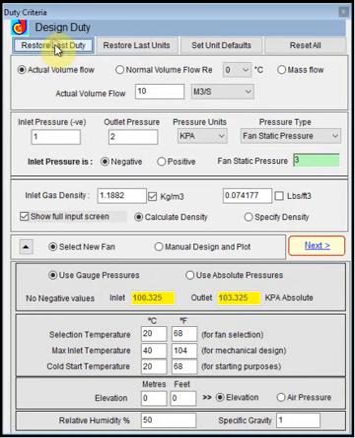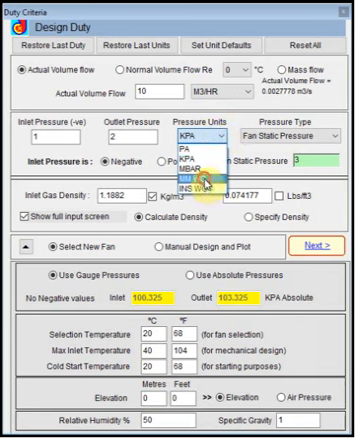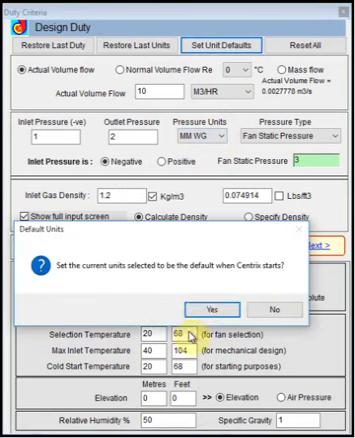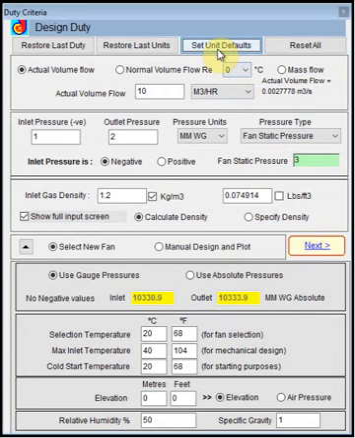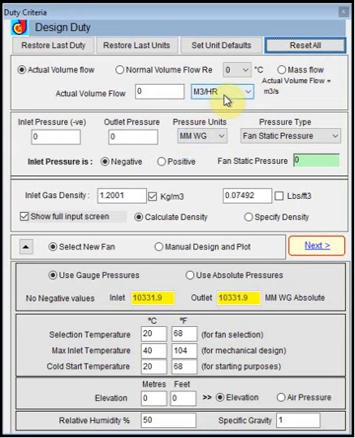We can either restore the last duty, we can just restore the last units, we can set unit defaults. So we might want cubic meters per hour and millimeters. So we could set those as the defaults. And we can reset, if we've entered some units in here, we can reset all. And because we've set unit defaults now to cubic meters per hour and millimeters, then reset all will restore these units.